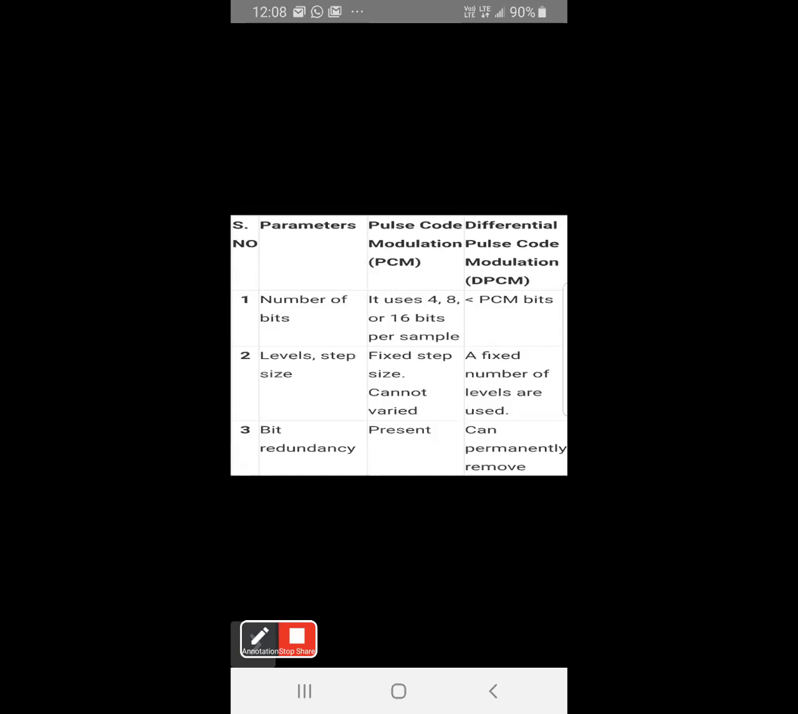Next, levels and step size. In PCM the step size is fixed and cannot be varied; the step size is constant, and a fixed number of levels are used. In DPCM the step size is varied. Bit redundancy is present in PCM and can be permanently removed; in DPCM we remove the bit redundancy.